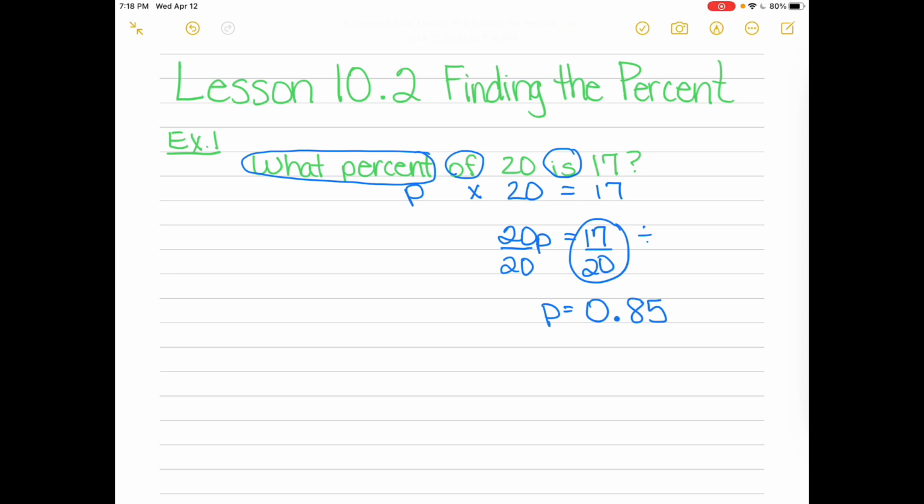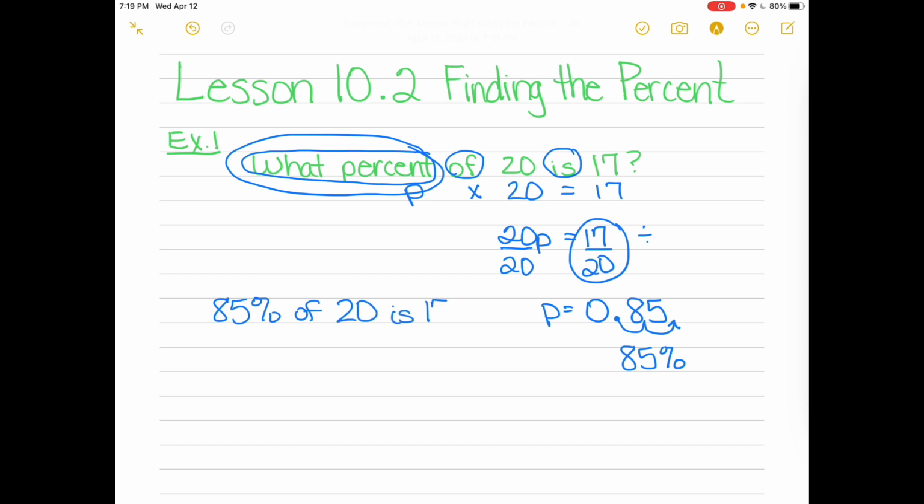But this was asking for percent, so I want to change this to a percent. And we've already learned how to do that. You move your decimal place 2 places to the right. So this is 85%. So what we solved was we said 85% of 20 is 17. Okay, that's what we solved in this part. They asked us to find the percent, so that's what we found.